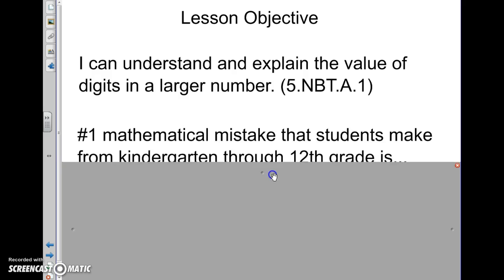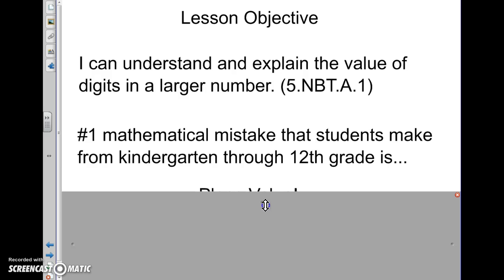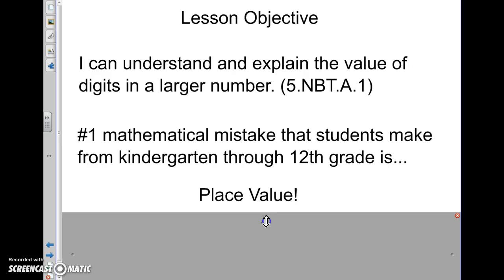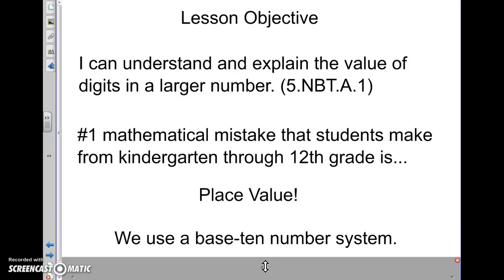So, if you were to guess what the number one mathematical mistake is that students make from kindergarten through 12th grade, what do you think that would be? If you guessed place value, you're right. So what is place value? Why is it important? The first thing we need to remember is that we use a base 10 number system in math. So what does that mean?